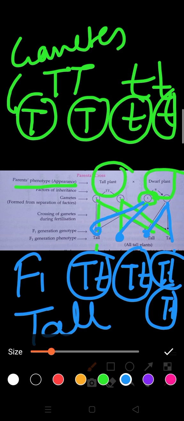They have the heterozygous condition. Tt, look child, there is a capital T and also a small t. Capital T is also there, small t is also there, but this condition is known as heterozygous. But the parents are homozygous: capital TT, small tt, they are homozygous. This is the dominant character, this is the recessive character.